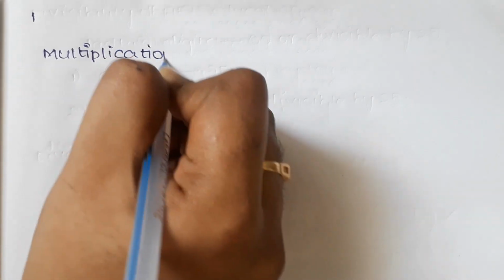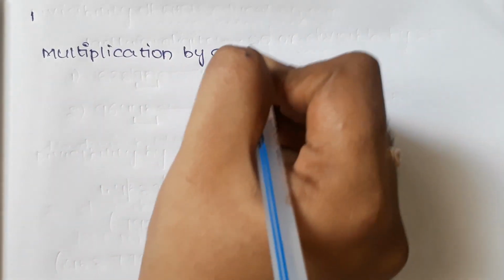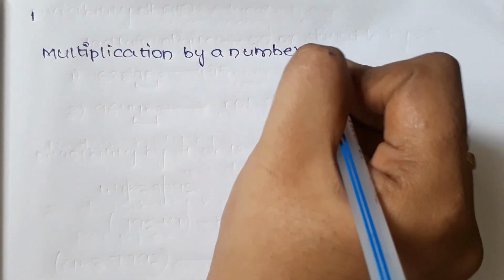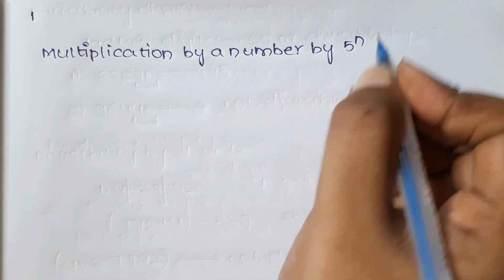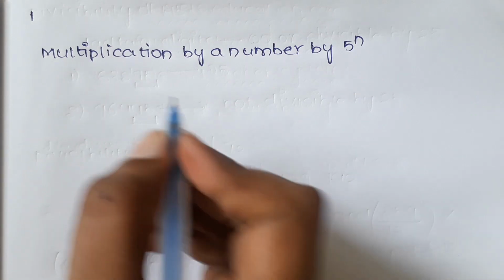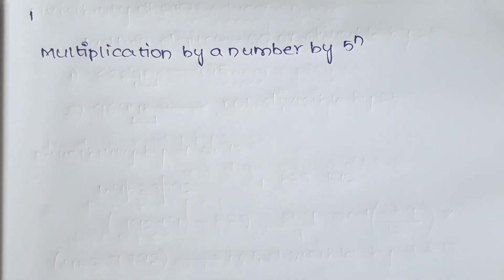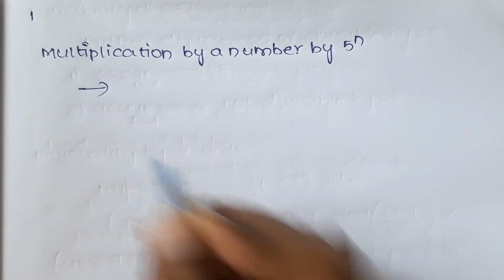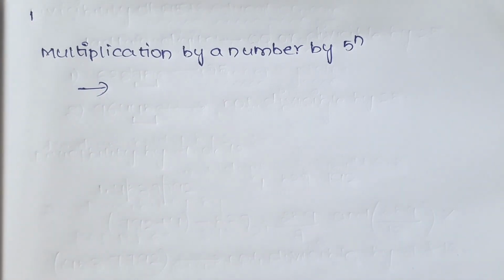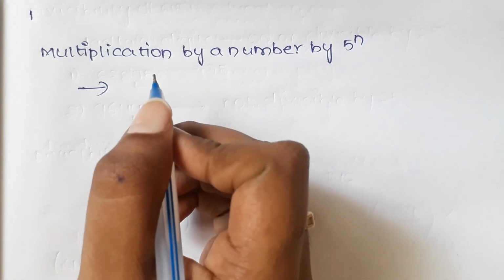And now let us see the multiplication of a number by 5 power n. Here we have an n value, and for a given number we should put n number of zeros to the right side, and then divide the number by 2 power n. After seeing an example, it is clearly understood.